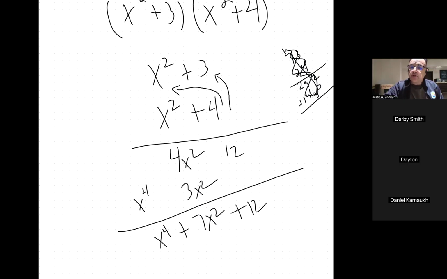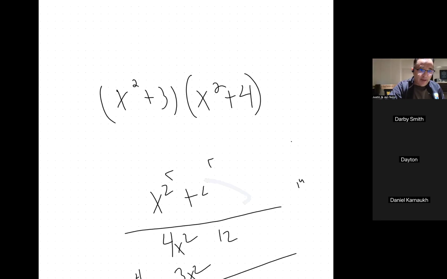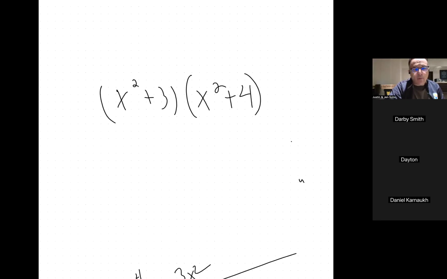Okay. There's another way to do it as well. It's called the FOIL method, okay? And this is the most preferred in curriculums to teach. It's not my favorite method for a few reasons, and I'll share why later. But you'll see how in some ways it's easier to do. FOIL is an acronym. It stands for first, outer, inner, last.